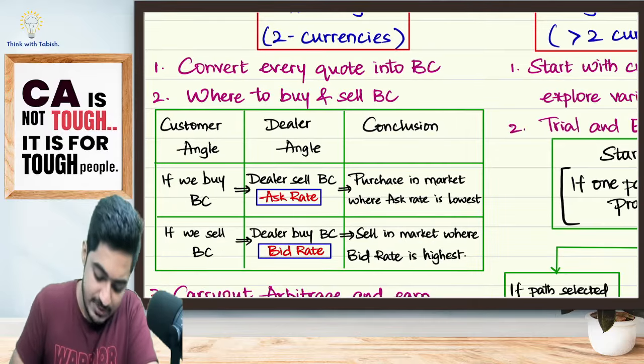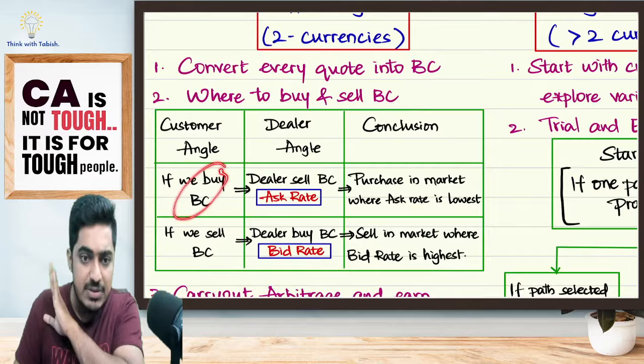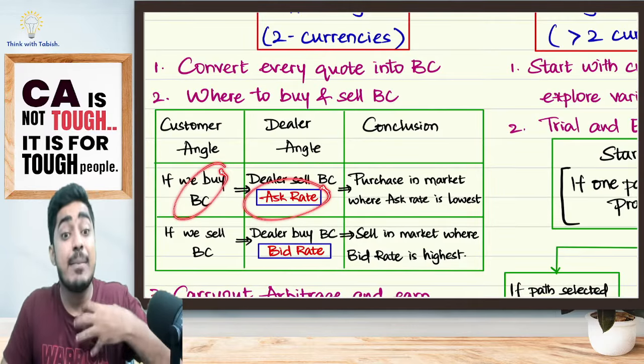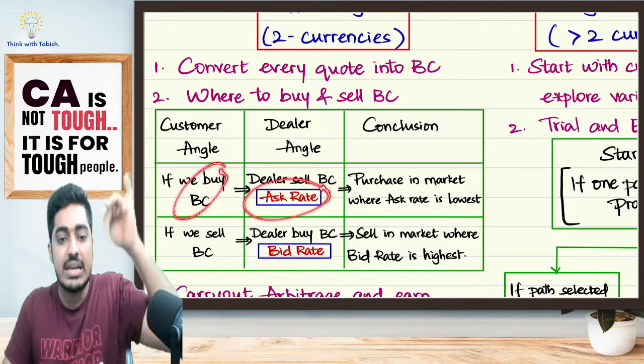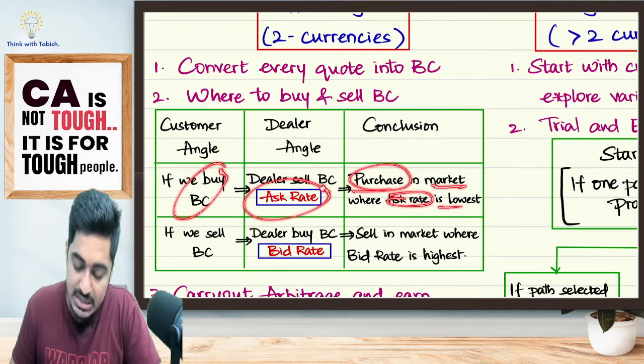Tell me one thing, students. If I am buying base currency, what will the dealer do? The dealer will sell base currency. Which rate will come into picture? Ask rate, so I am going to compare ask rates. Now, I am buying. Do I want to buy at a high rate or low rate? Low rate. So, purchase in that market where your ask rate is low.